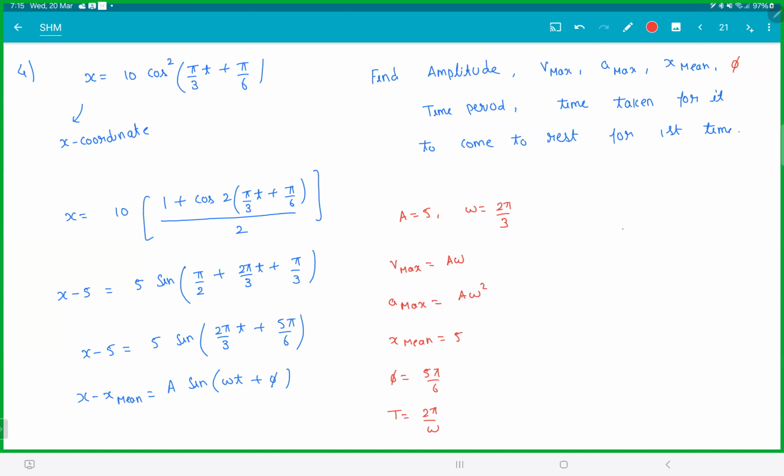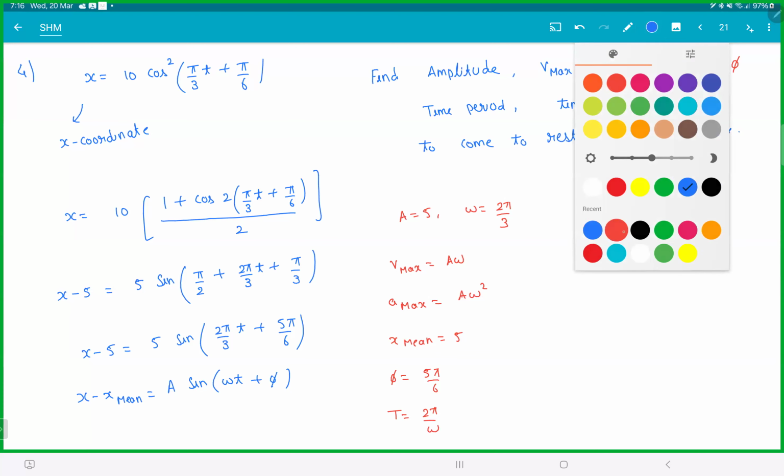Find the time taken for the particle to come to rest. Initially, the particle is not at rest. It is at a phase of 5π/6, which means you started your clock at some random time in the middle. See, where are you initially? What is your phase angle? 5π/6, right?